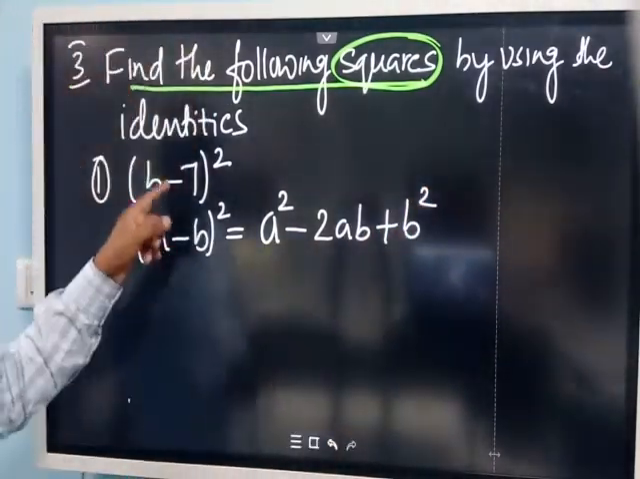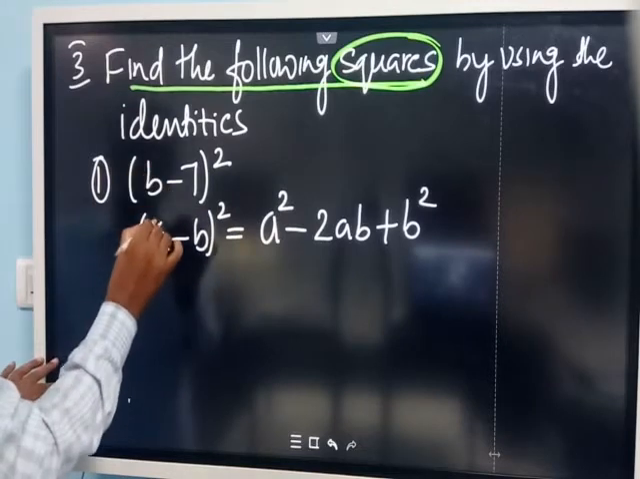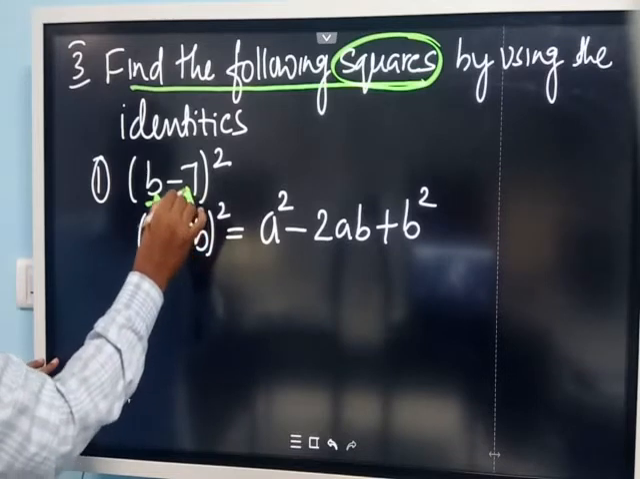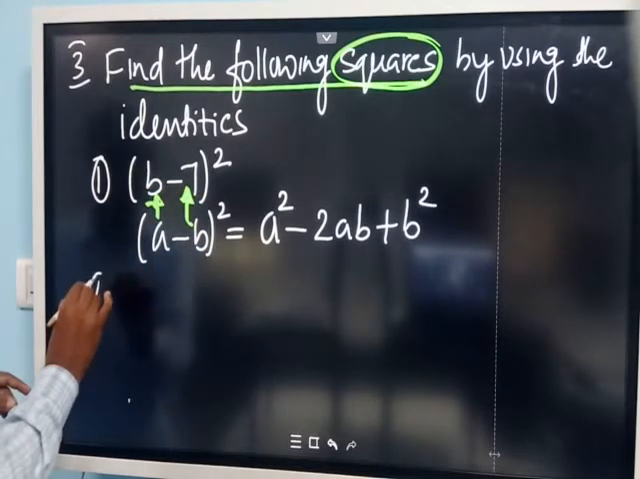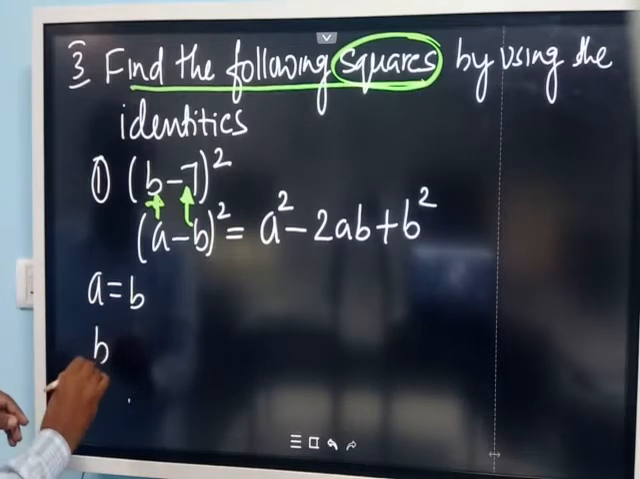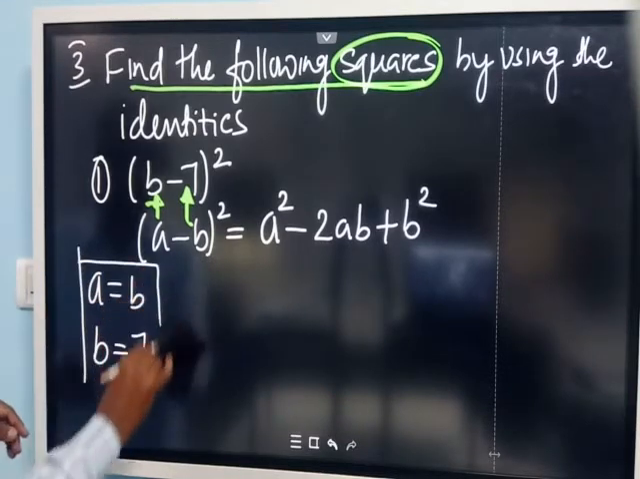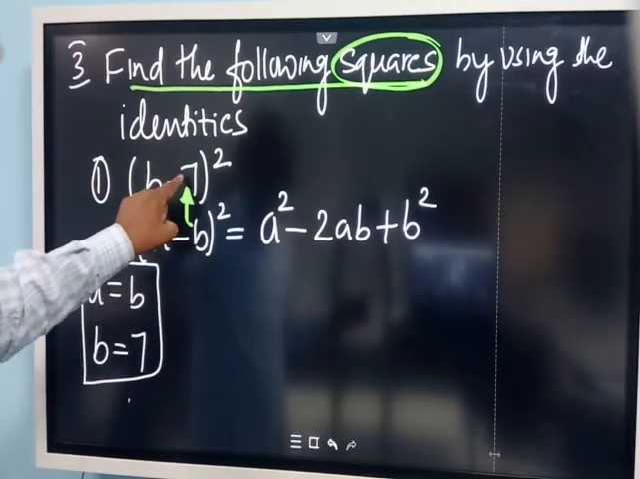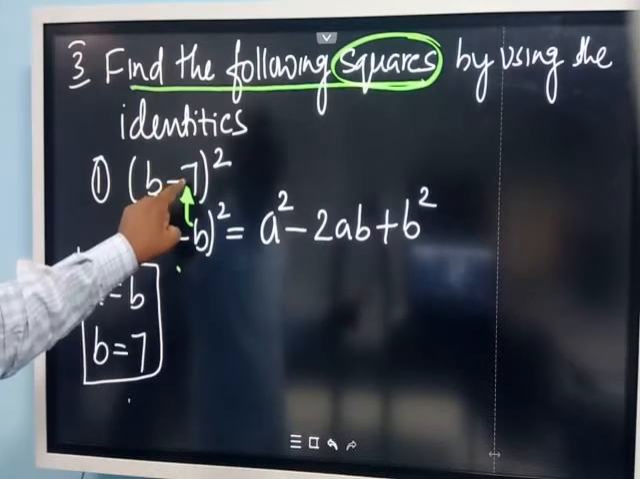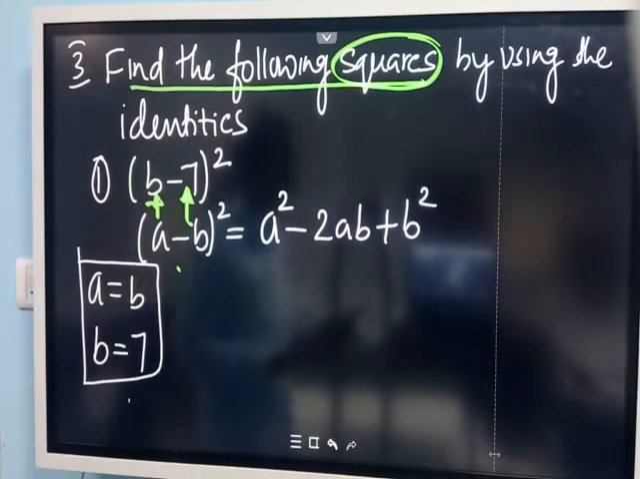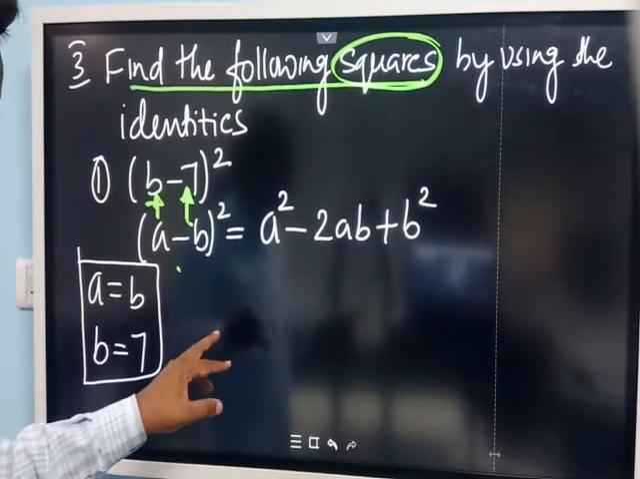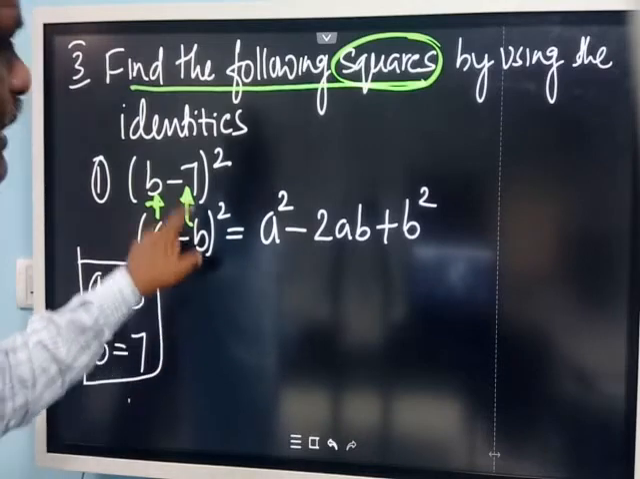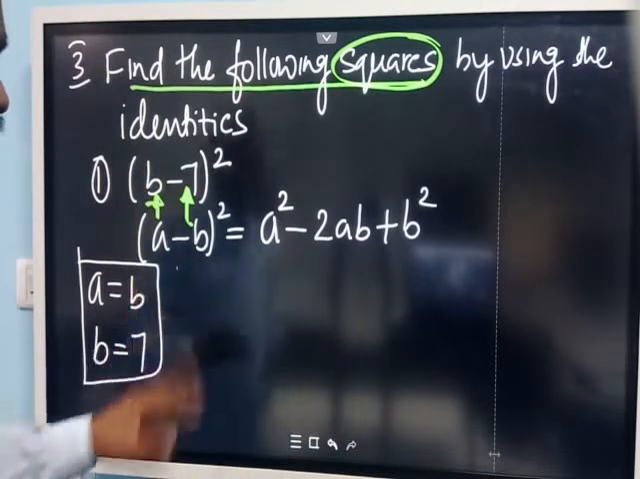So compare the question with the formula. Now in place of a you have b, in place of b you have 7. So a value is equal to b, b value is equal to 7. Here we are not writing minus 7. Remember why? Because minus b is equal to minus 7, which means b is equal to 7 only. You understood this? If you take minus b, there you take minus 7. If you take just b, there you take just 7. So b is equal to 7.